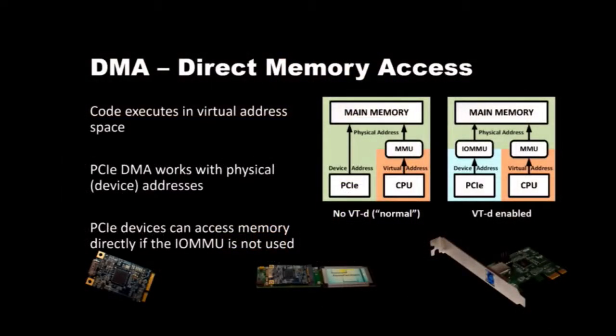PCI Express devices have traditionally been able to access all physical memory straight out without any limitations whatsoever. But CPUs nowadays do have something called an IOMMU, which works in a similar way to the memory management unit for the CPU. And this allows for virtualization of device addresses as well. So in theory, the operating system should be able to protect itself fully against DMA attacks if the IOMMU is fully used. But as we'll see later on, that's not really the case.